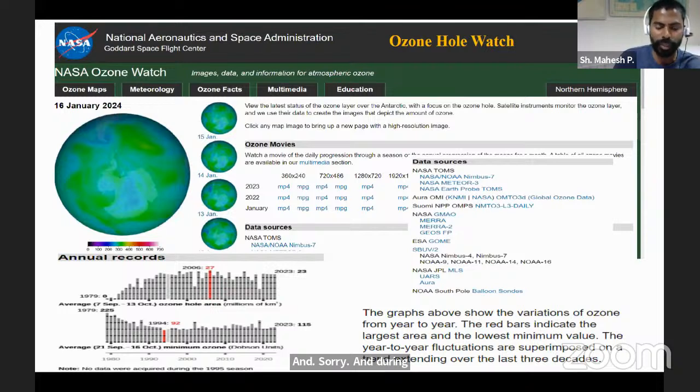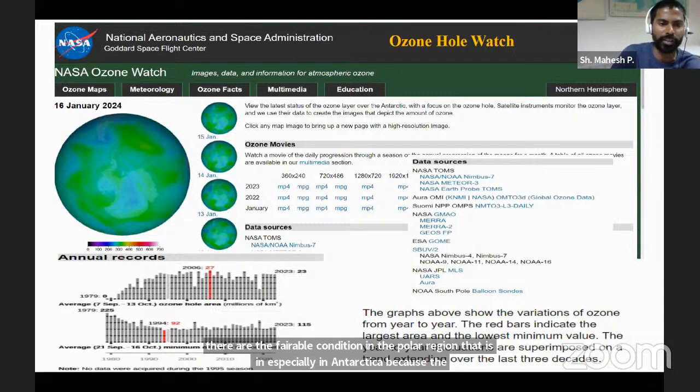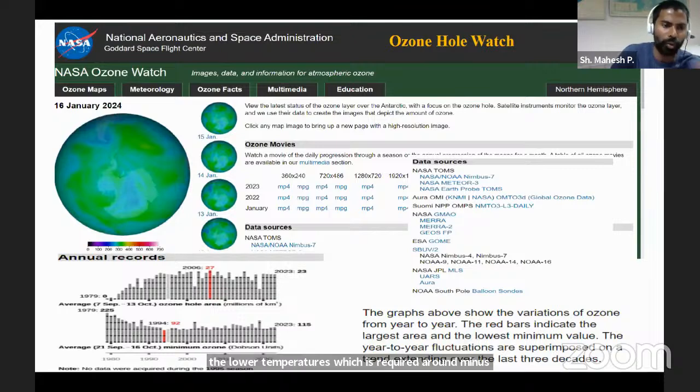In the tropical region, we are in the tropics, the source of building up ozone is in the tropics, but the depletion of ozone happens in the Antarctica region because of the polar stratospheric clouds. I will not go into the details of that chemistry, but there are favorable conditions in the polar region, especially in Antarctica, because of the lower temperatures, around minus 80 to minus 70 degrees Celsius, required for chlorine to react and destroy the ozone molecule in the stratosphere.